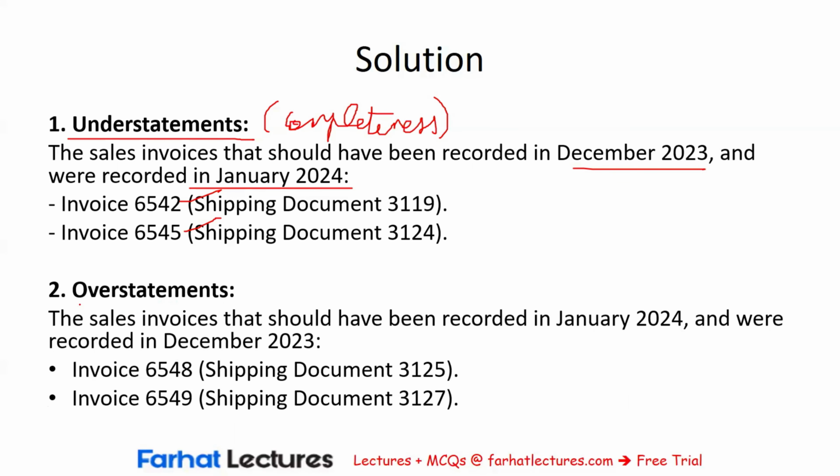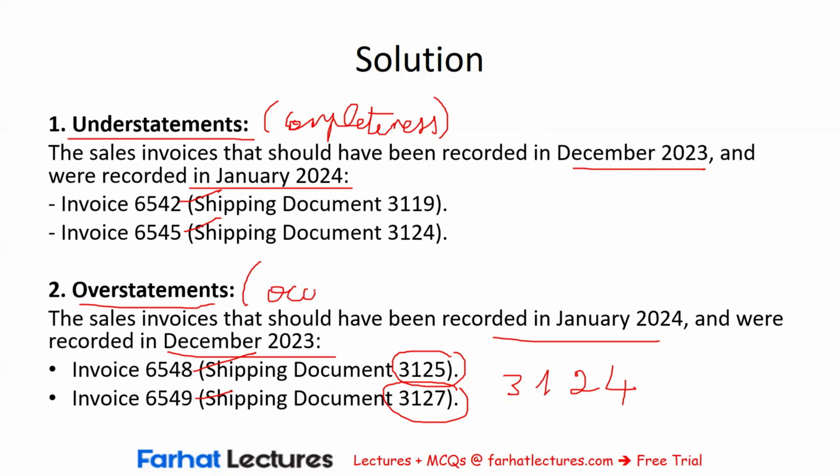And for overstatements, the occurrence assertion is affected because we have sales invoices that should have been recorded in January 2024 and were recorded in December 2023. And those two invoices are 6548 and 6549. They relate to shipping documents that were issued after year end, after the shipping document number 3124. This is the last shipping document in 2023. So here we have an issue with the occurrence of sales transactions. These two transactions did not occur in 2023.